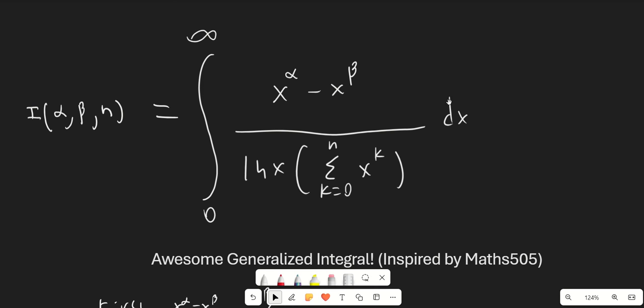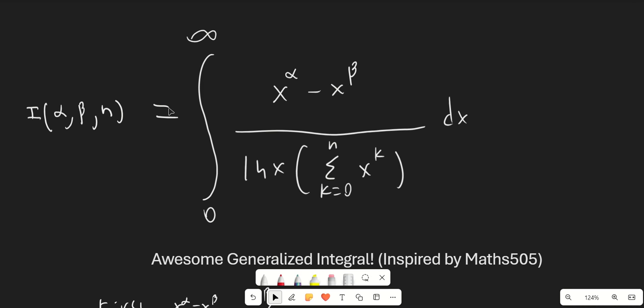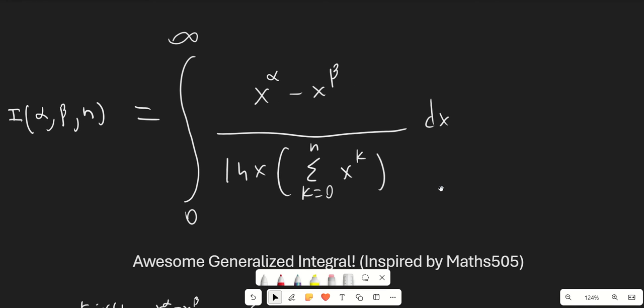In this video, we are going to be taking on this awesome generalized integral that you can see right here. It's the integral from 0 to infinity of (x^α − x^β) over ln x, and on the bottom, we also have the sum from k equals 0 to n of x^k. So that would be 1 plus x plus x squared plus x cubed, and so on and so forth.